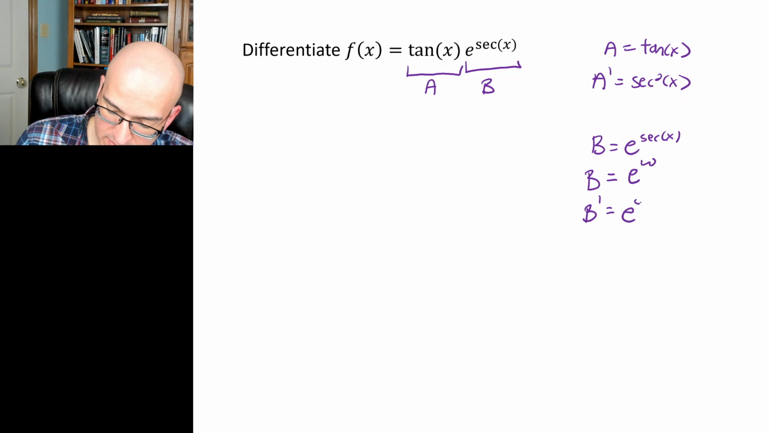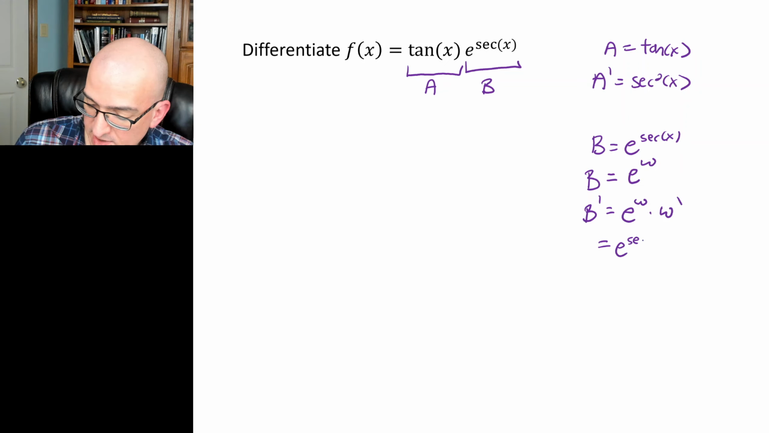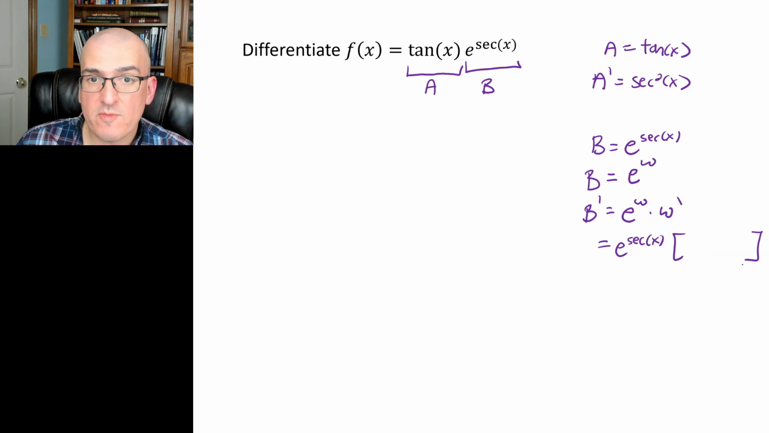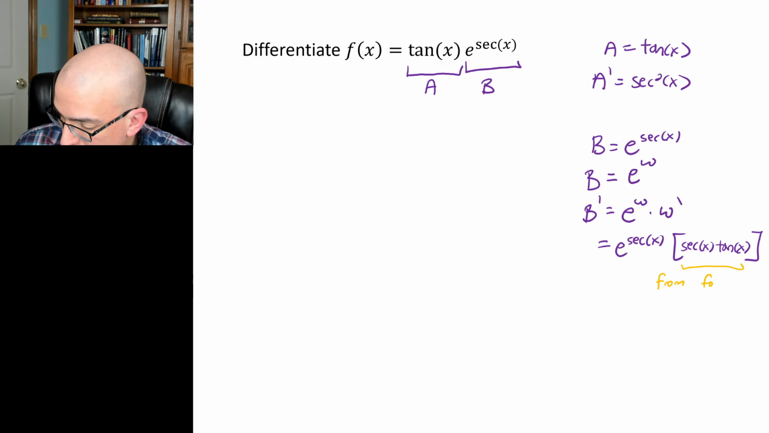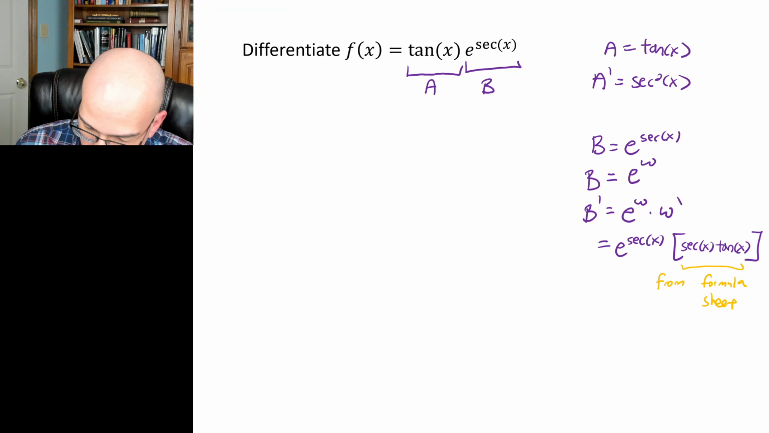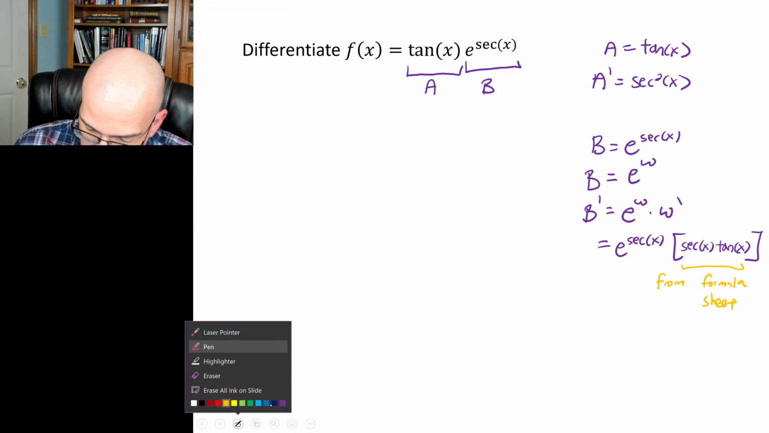It's e to the w multiplied by w prime. So e to the secant of x multiplied by the derivative of the secant of x. Refer back to your formula sheet. The derivative of secant of x is secant of x times tan of x. Okay, so we'll put all that together.